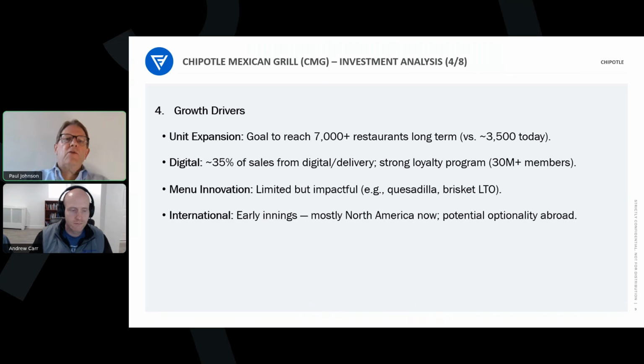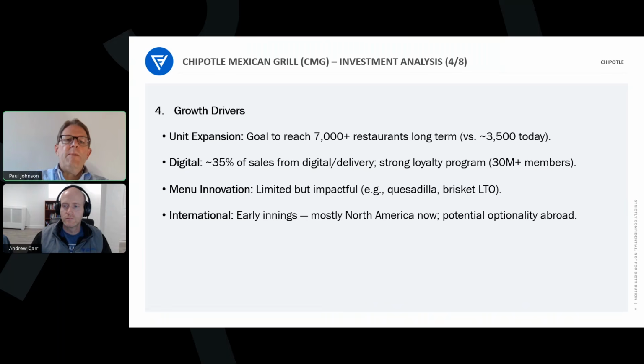Unit expansion, goal is to reach 7,000 restaurants. I'm going to write that down. They're about 3,500 today. That's order of magnitude correct. It's a couple of quarters out of date. Digital, 35% of sales, digital delivery, strong loyalty program. It ends up that's not that true, but it's not going to hurt you at this point.